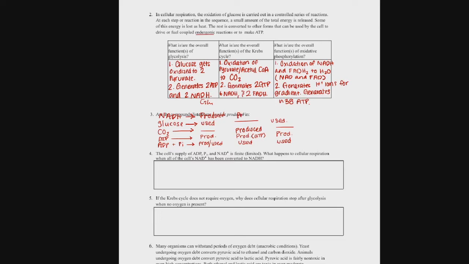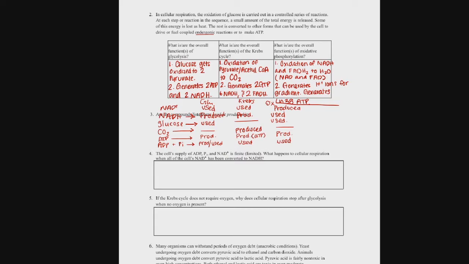NADH is also produced in the Krebs cycle, and it is used in oxidative phosphorylation. And then last but not least, NAD+ is used in glycolysis and in the Krebs, but it is produced in oxidative phosphorylation. I know that was a bit messy.